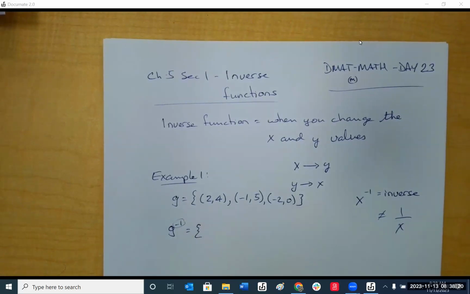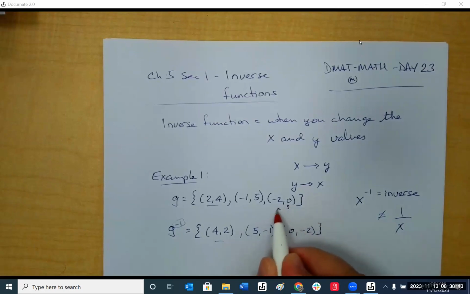If I give you a bunch of points, the x's change with the y's and the y's change with the x's. So this first one becomes (4, 2). The next one becomes (5, -1). And the last one's what? This is the y, this is the x. Just switch them. That's all it is, switch them.